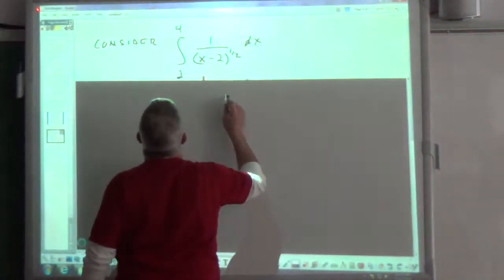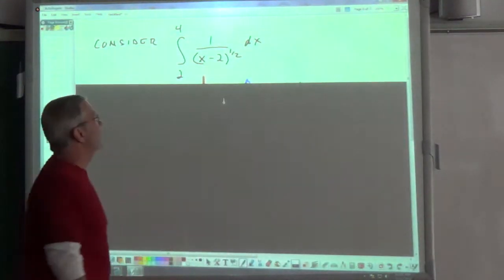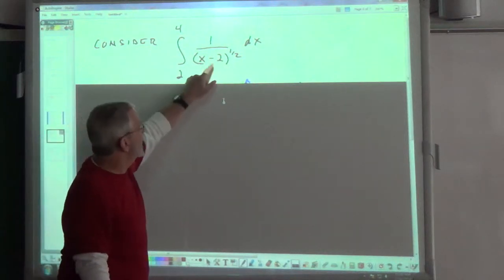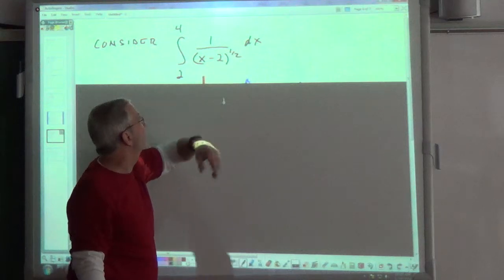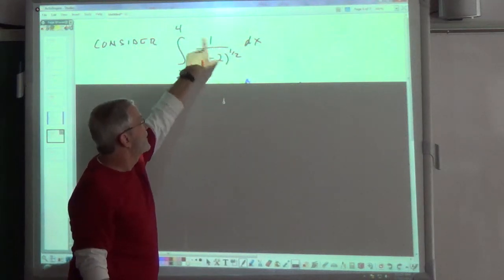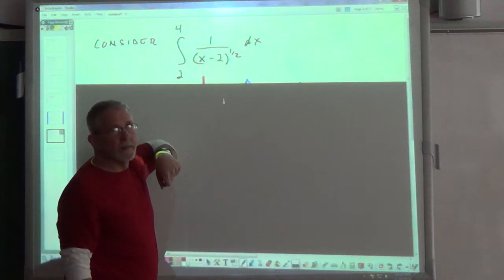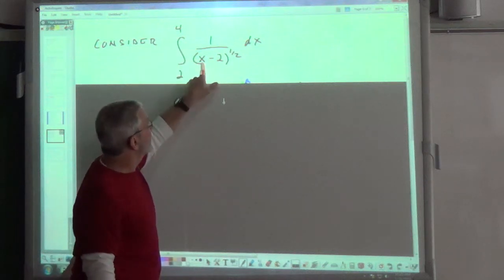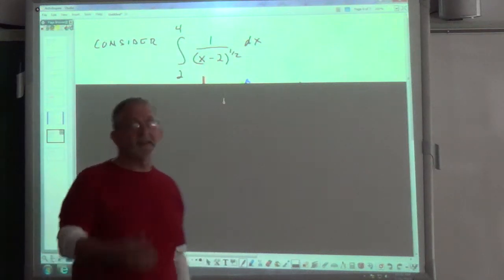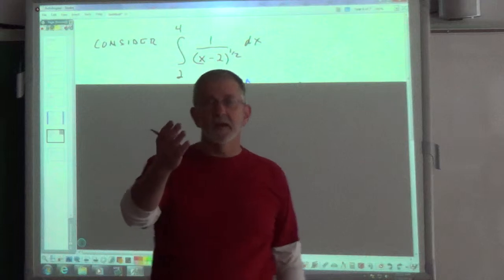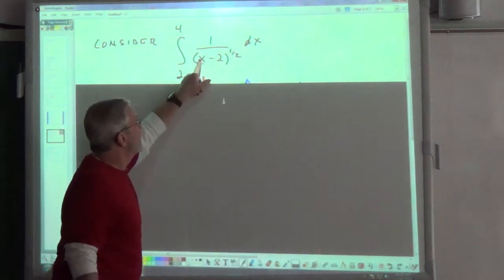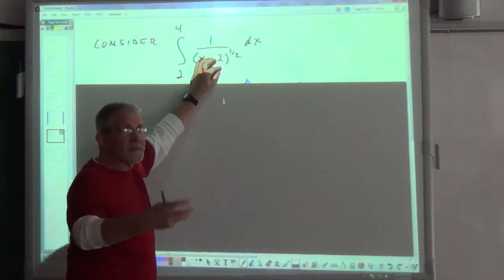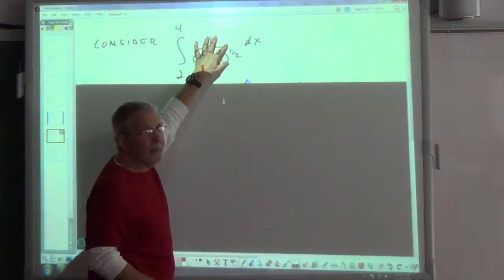Example number 2. Let's consider the integral from 2 to 4 of 1 over (x minus 2) to the 1/2, 1 over the square root of x minus 2, dx. And let's graph this. We're going to take it from 2 to 4. And we see at 2, this doesn't exist. It has an infinite discontinuity. There's a vertical asymptote. The other thing we want to notice is that the square root always gives a positive, so this is always going to be positive.